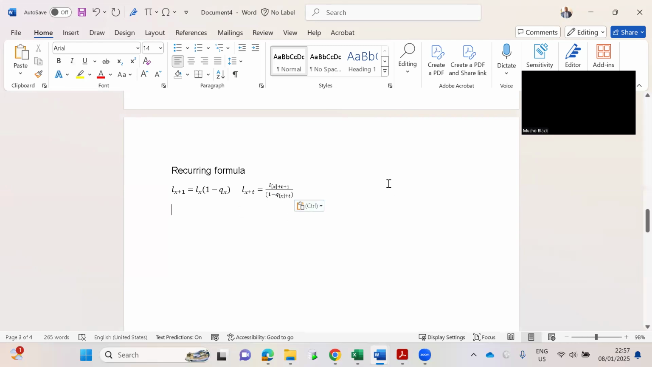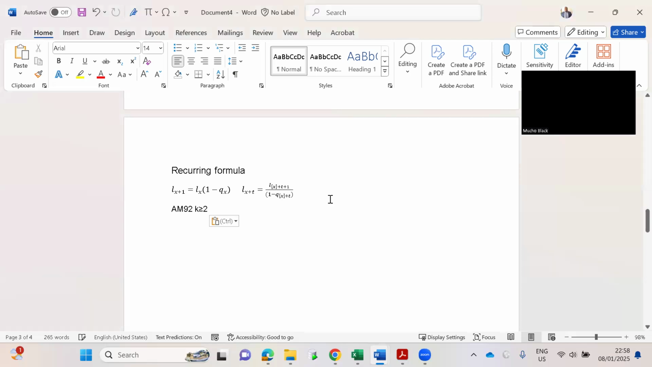So this formula just needs remembering because you'd probably be given a life table that's incomplete, and then you'd have to fill in some values in the select life table, and then this formula will come in handy.